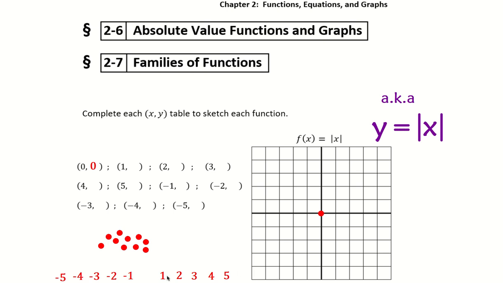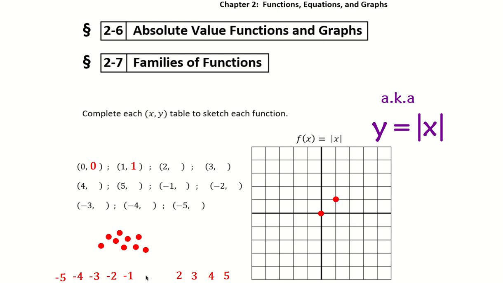Okay? 1, if you plug in 1, what's the absolute value of 1? Because that's what Y is. Y equals the absolute value of whatever X is. So we're going to have 1, comma 1 right there.